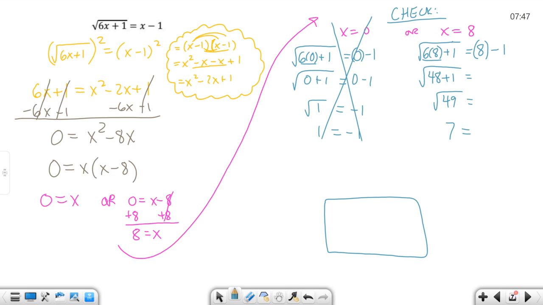So then what's the square root of 49? 7. Over here, this is 8 minus 1, which is 7. And 7 equals 7. So that is my answer. X equals 8. And I didn't have comma 0 or anything because I didn't have another answer.